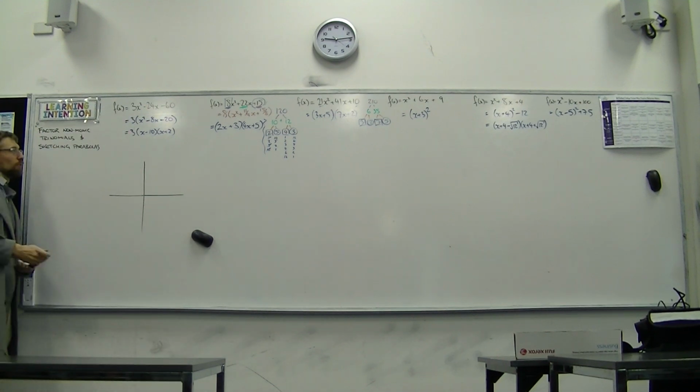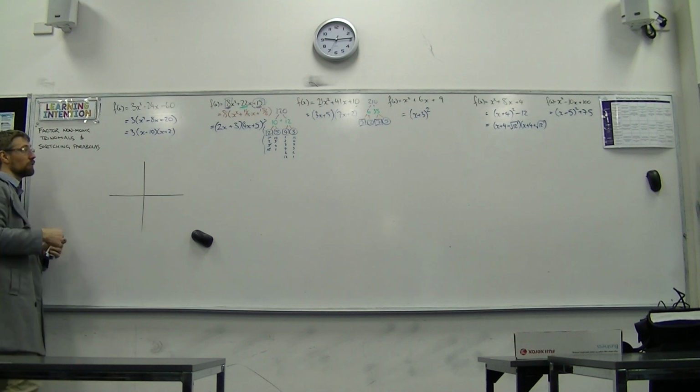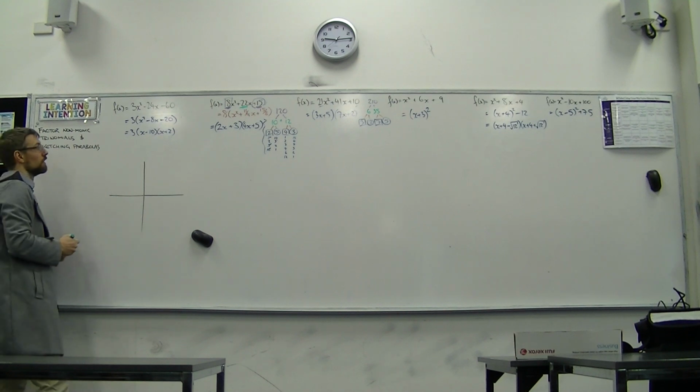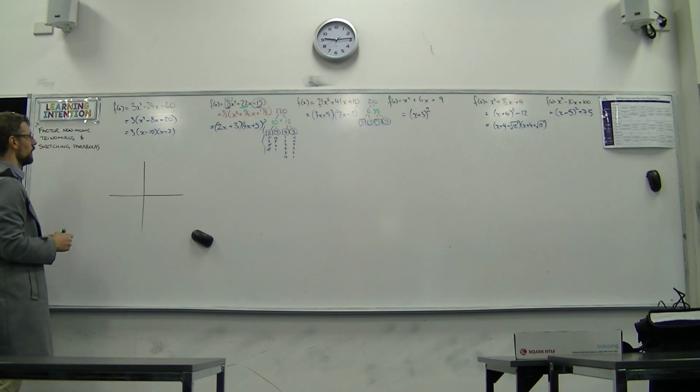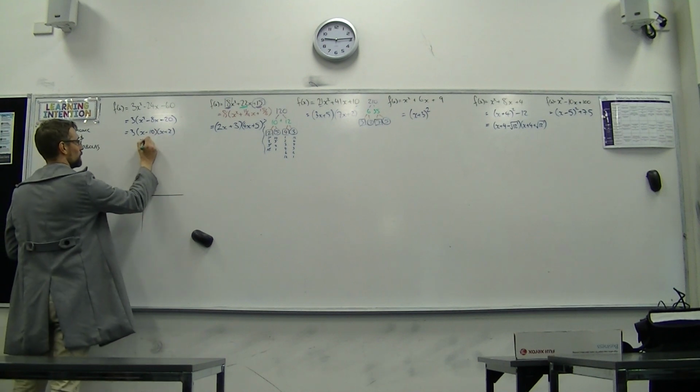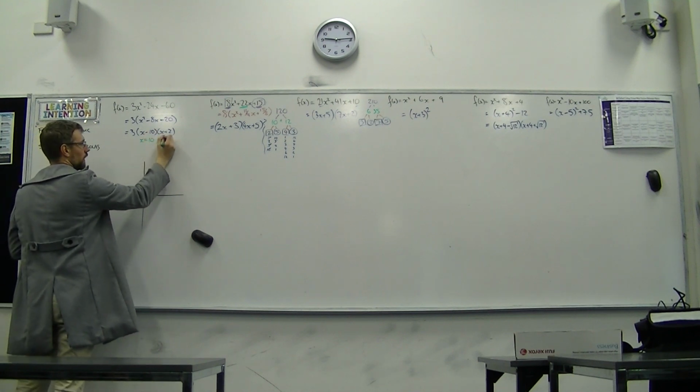Okay. What do I need to know in order to sketch this thing? Your x and y intercepts. Right, x and y intercepts. Okay. How am I going to get them? You already have the x-intercepts. I already have the x-intercepts. What are they? Positive 10 and negative 2. Cool.